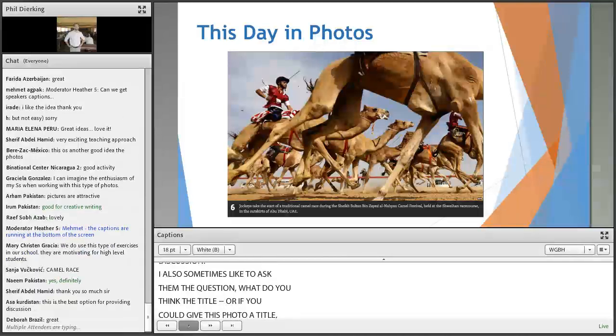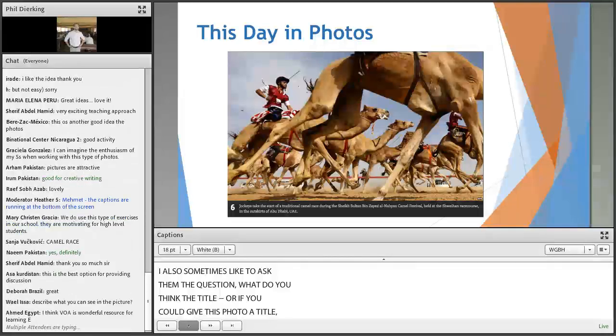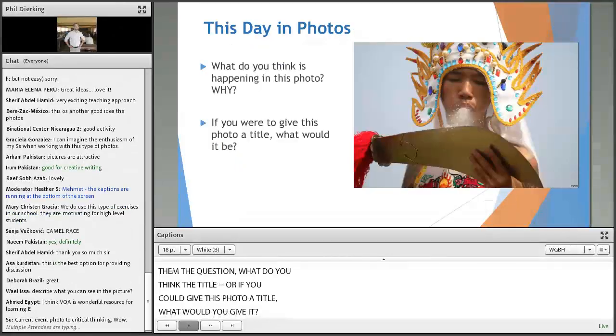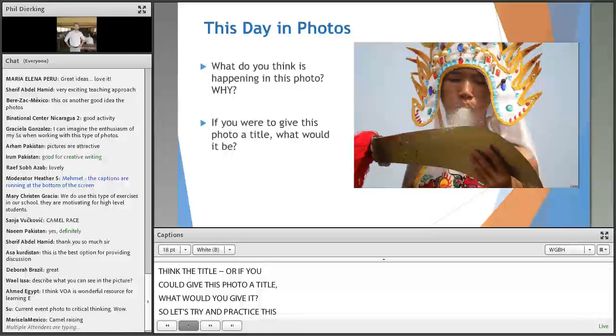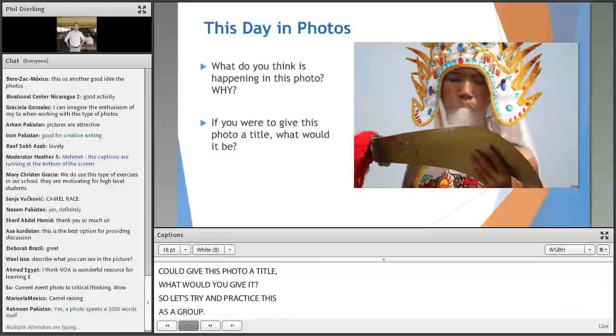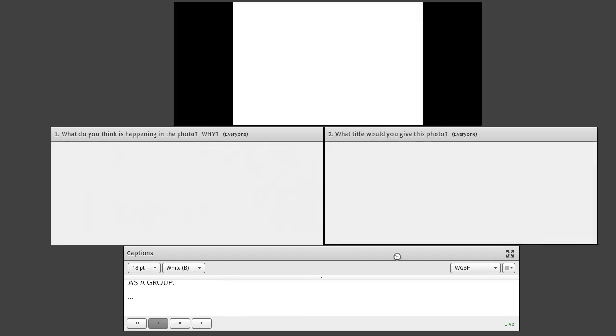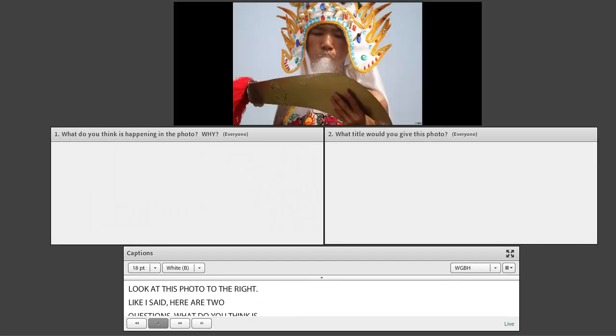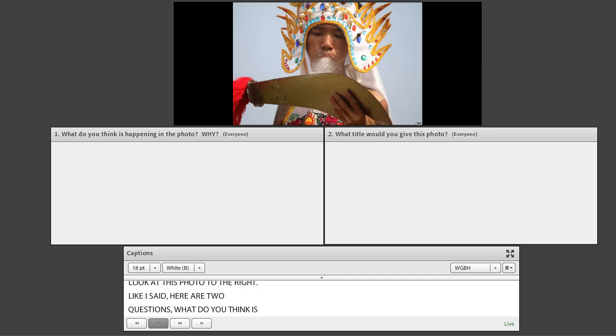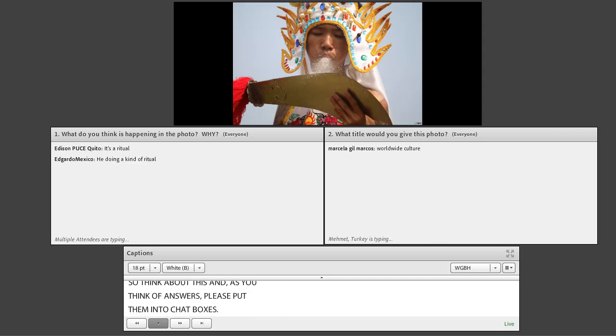So let's try and practice this as a group. Look at this photo to the right. Like I said, here are 2 questions. What do you think is happening in this photo and why? And what title would you give this photo? So think about this, and as you think of answers, please put them in the 2 chat boxes. The one on the left is for what's happening, and the one on the right is what title you would give it.